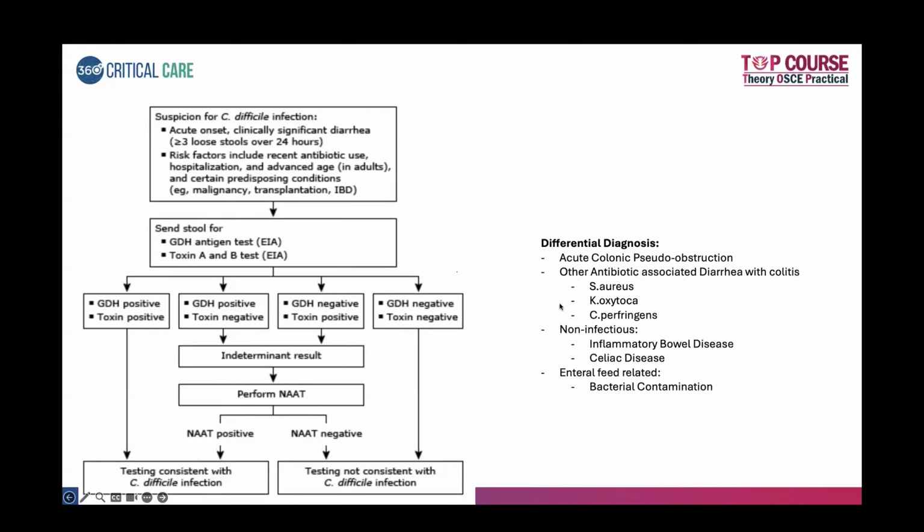So the important differentials you need to keep in mind are acute colonic pseudo-obstruction, other antibiotic-associated diarrhea with colitis like Staph aureus, Klebsiella oxytoca, or Clostridium perfringens, non-infectious causes like inflammatory bowel disease or celiac disease, and enteral feed-related bacterial contamination.